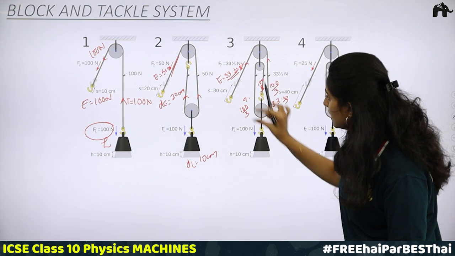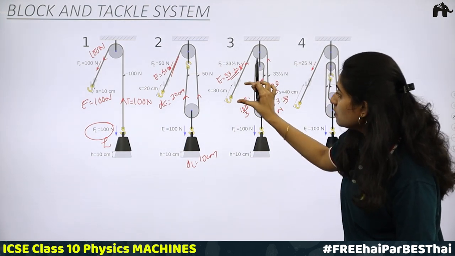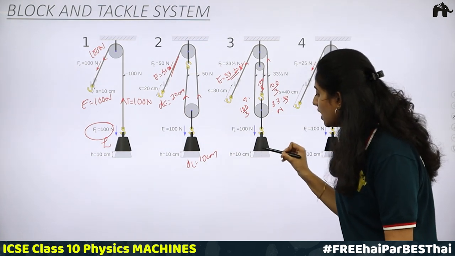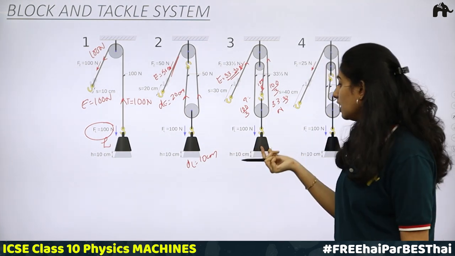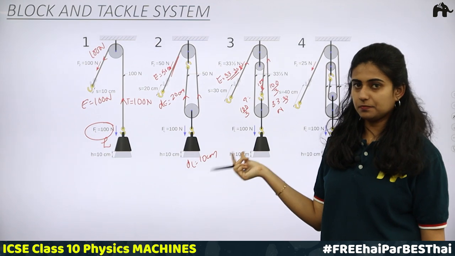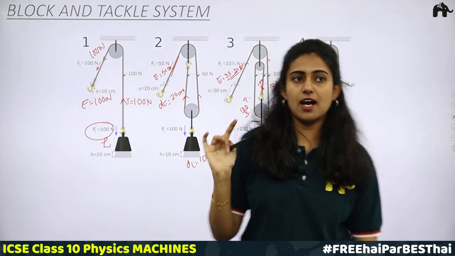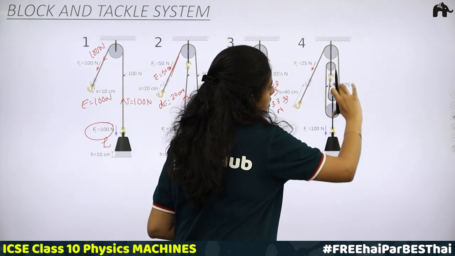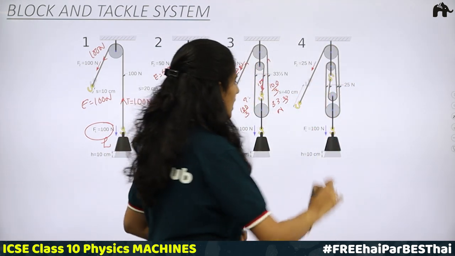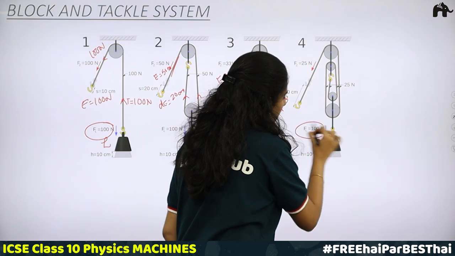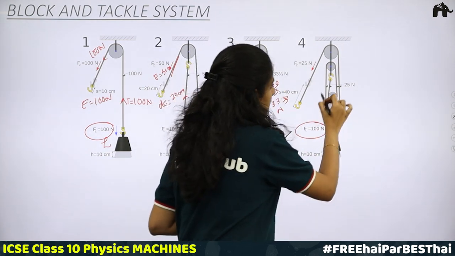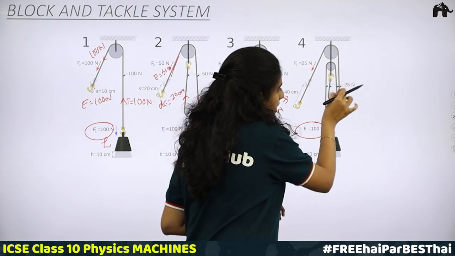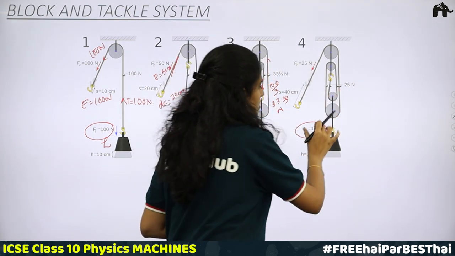What about the distance that is to be moved? You will have to move the rope by 30 centimeter in order to lift the load through a height of 10 centimeter. Okay. Now the final part, that is you are having two fixed pulleys and two movable pulleys. Okay. Here the load is 100 Newton. The tension will be created in all these ropes. Same rope, in every part tension will be created, which is equally distributed by the load.